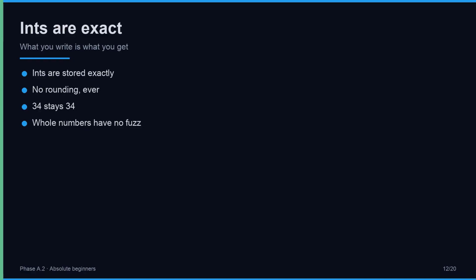One of the kindest features of ints is that they are exact. The int 34 is stored as exactly 34, with no rounding, no approximation, no tiny error creeping in. Whole numbers are clean by nature, and Python honors that. 34 stays 34, forever, no matter how many calculations you do. This is not true of floats, which we will see later can carry tiny errors. With ints, what you write is exactly what you get.